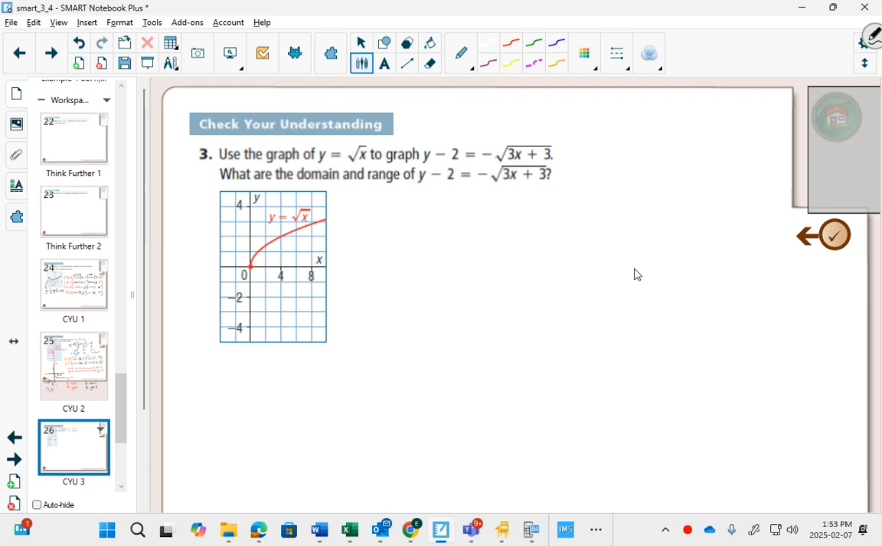graph of the square root of x, and they didn't have to give this to you because this was on one of your colored papers. You would be expected to know what that graph looks like. And we want a graph, and I'm going to rewrite it by putting the 2 on the other side.